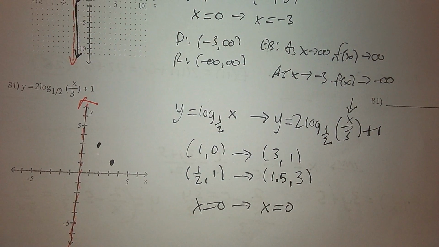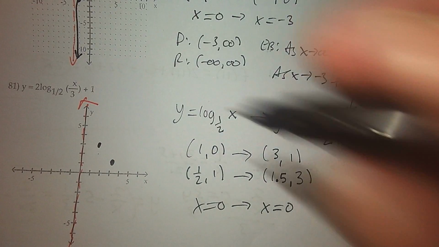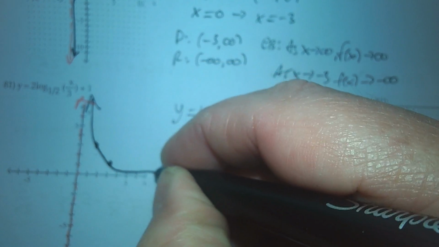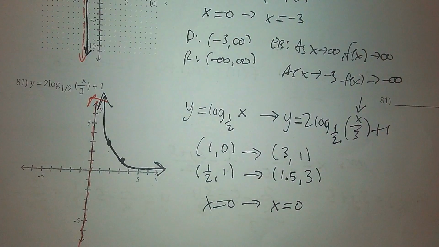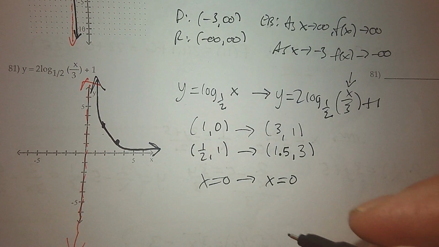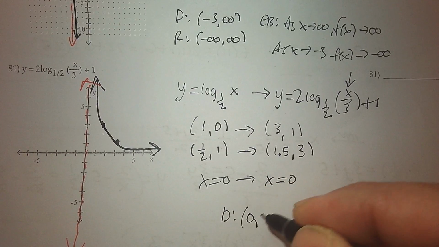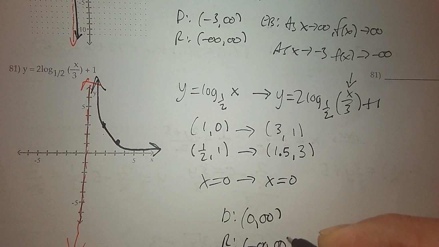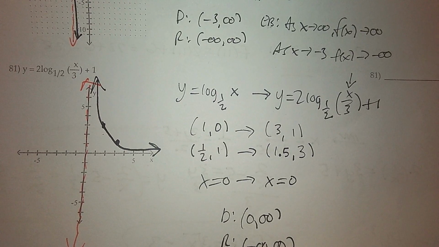It's no longer concave down, but concave up. But it still has that curve to it. The domain still goes 0 to infinity. The range is still all real numbers, but the end behavior has changed.